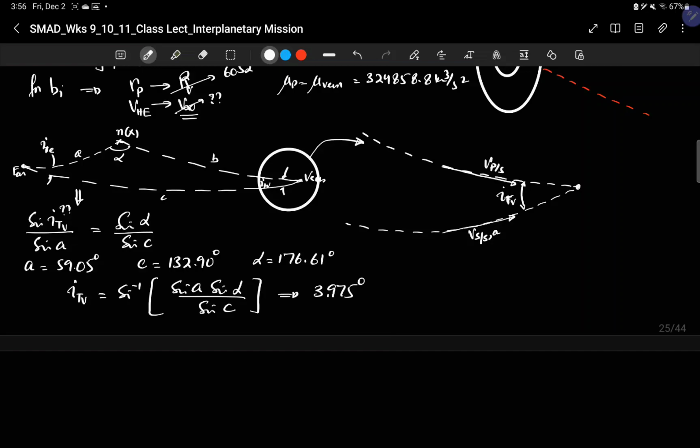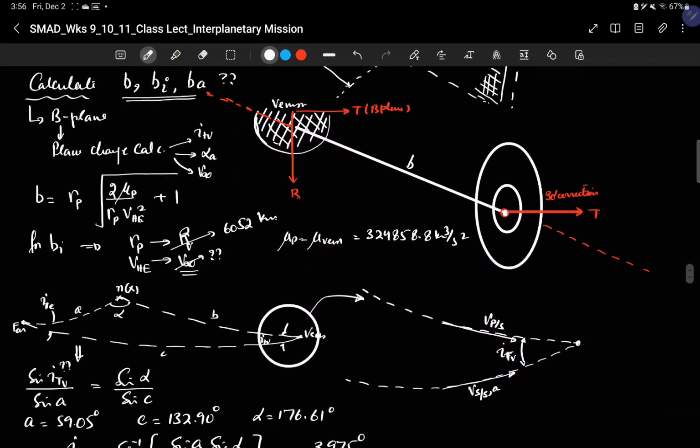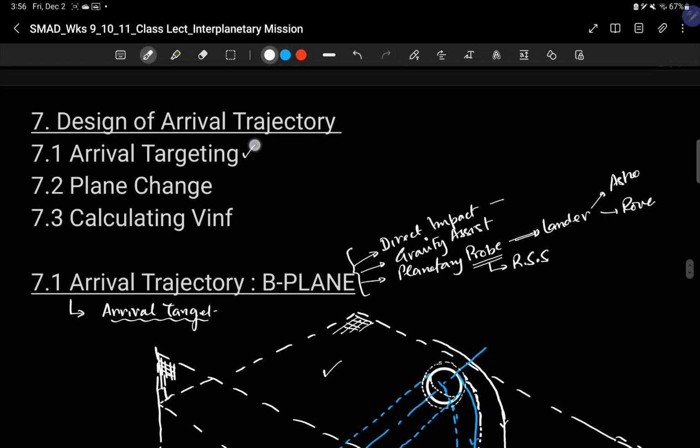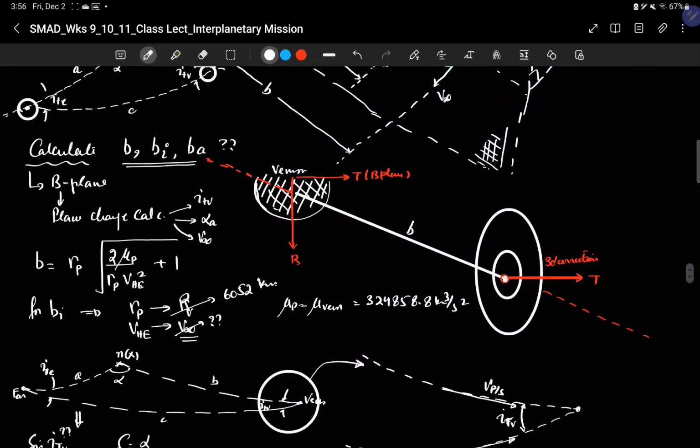This is the inclination of the transfer trajectory that will be required to enter into the Venusian orbit. So this is our first step, which is determining the plane change. As you see, we have the arrival targeting, and we are now solving for the plane change. The next step was to calculate the V infinity, so that once we have these two parameters, we can go back and calculate the value of B, the value of BI, and the value of BA. Because to calculate BI, BA, we need the value of V infinity.